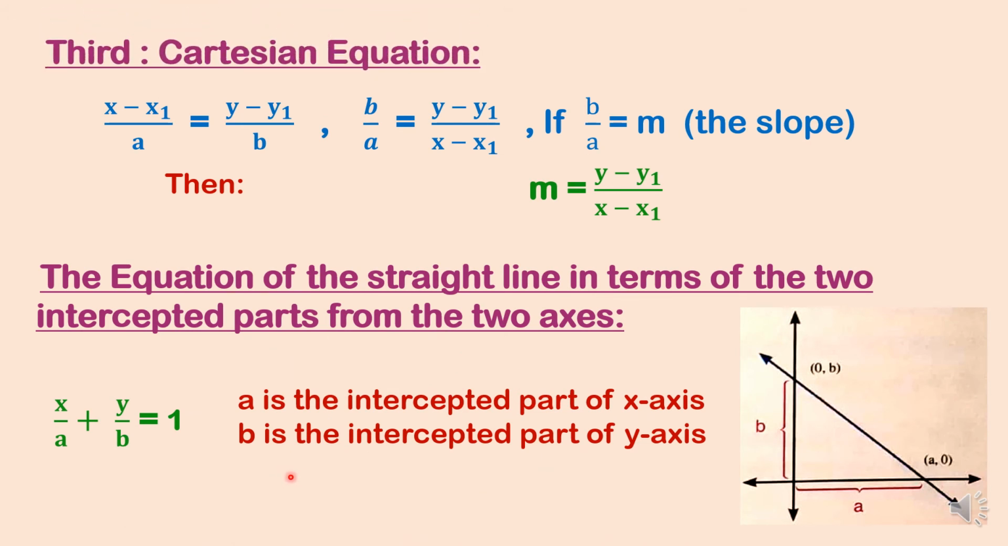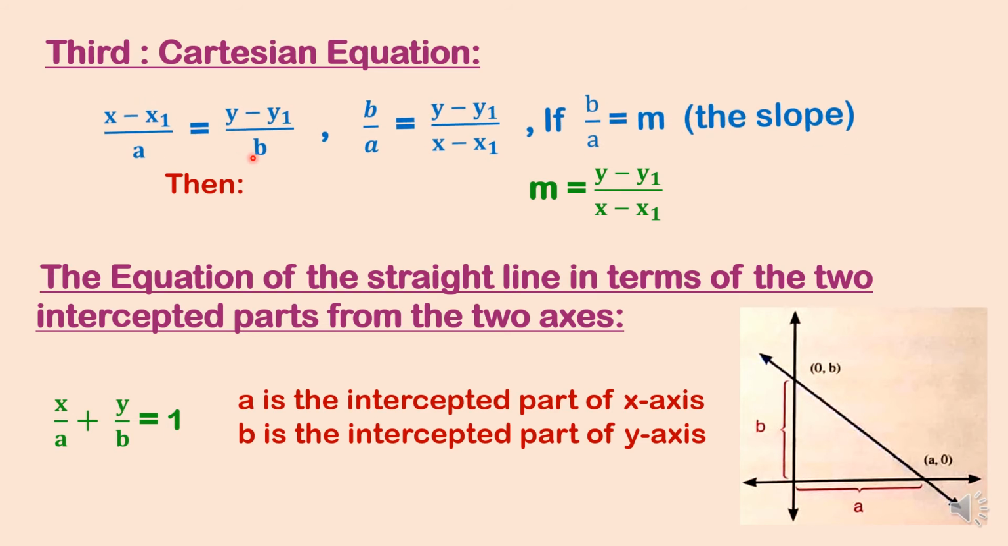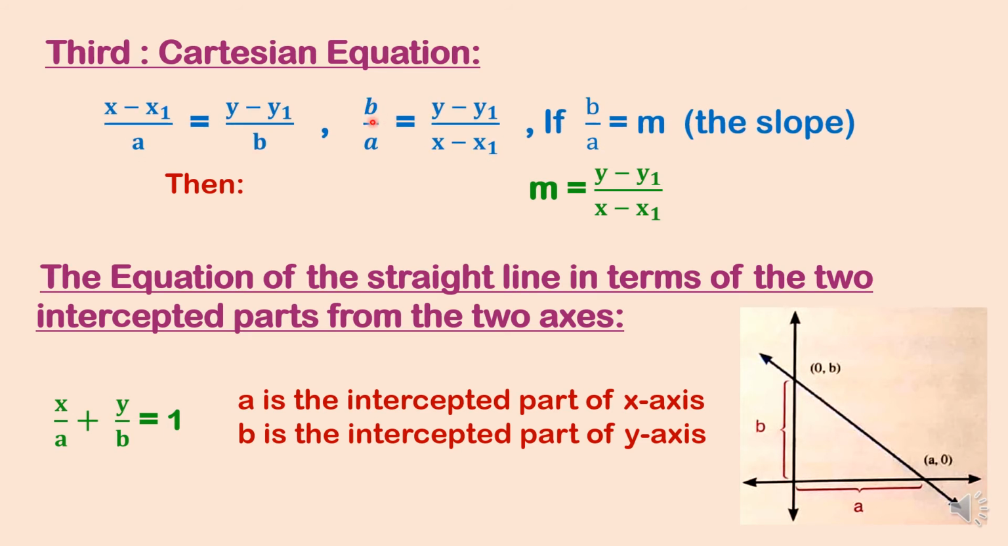Third, we find the Cartesian equation. The Cartesian equation is (x minus x1) over a equals (y minus y1) over b. So b over a will be equal to (y minus y1) over (x minus x1).